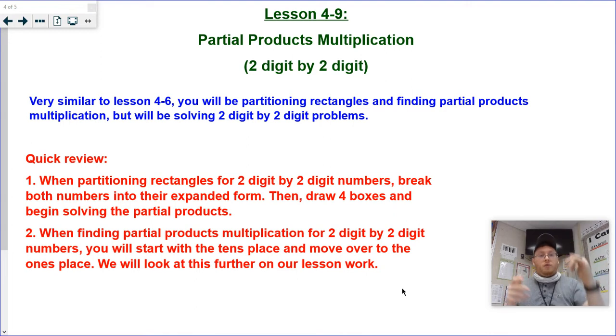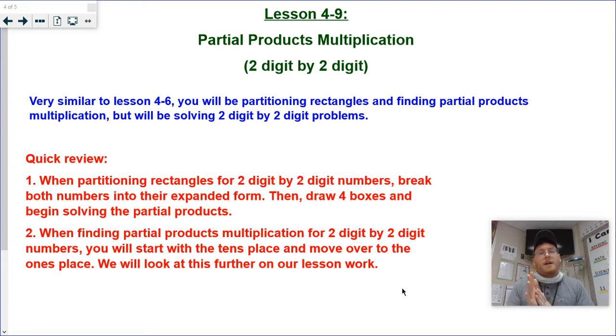So let's do a quick review. When we partition rectangles for two-digit by two-digit, we're going to break both numbers into their expanded form. If I had the number 15, I would break it into 10 and 5, the tens place and the ones place. Then we are going to draw 4 boxes instead of 2, and begin solving the partial products. I'll show you how to do this when we actually work on the worksheet.